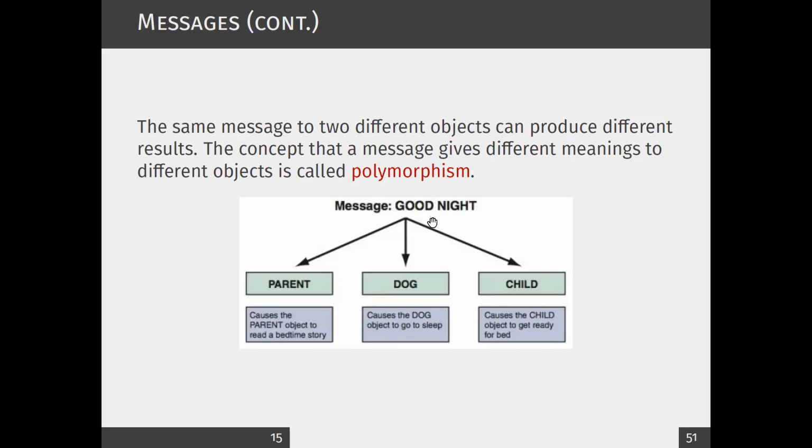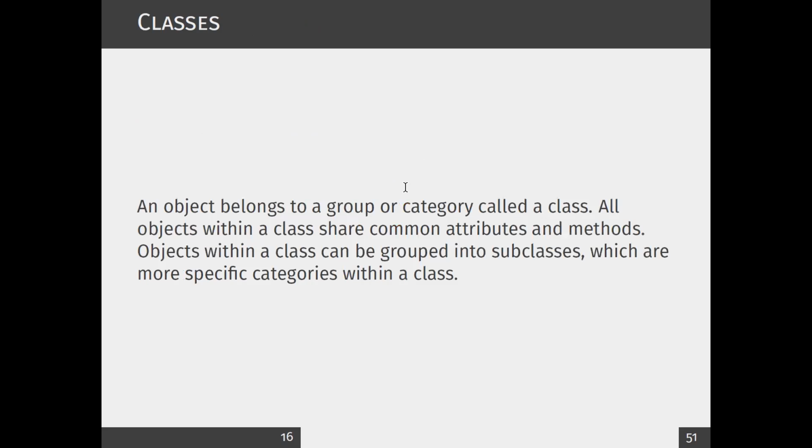The same message could mean different things for different objects. In this example, we call it polymorphism, where the idea is the same message, good night, but for different objects it means different things. Polymorphism means many forms, in short. Then we discussed classes.